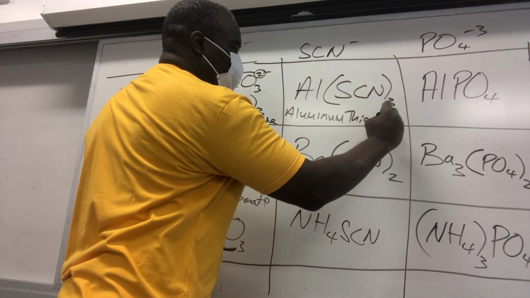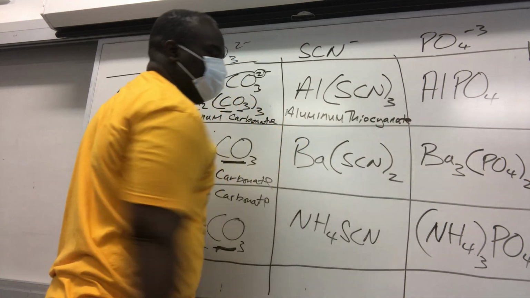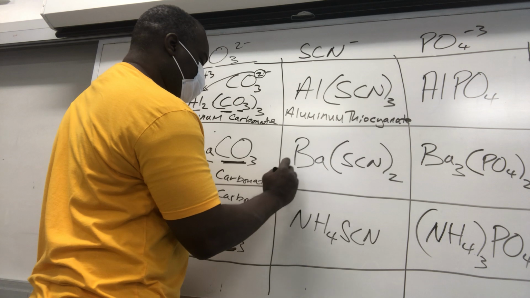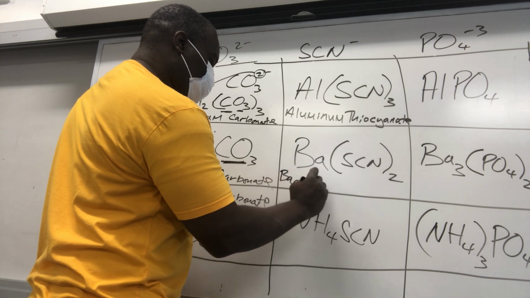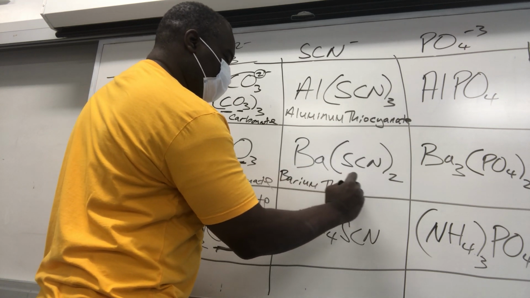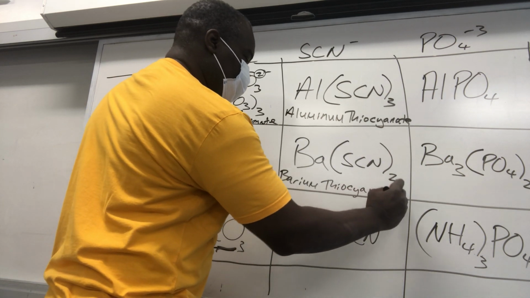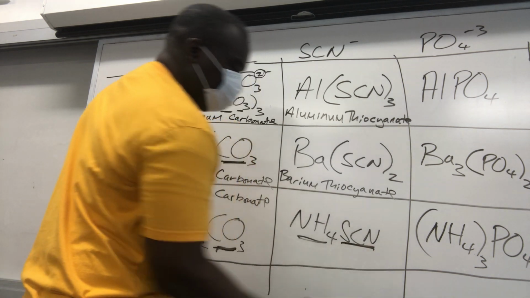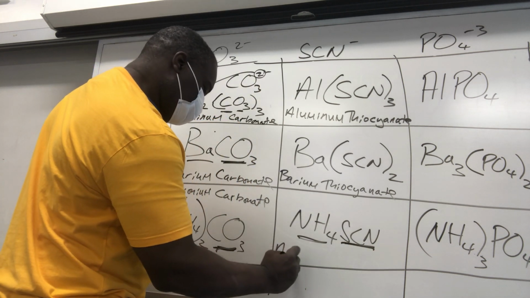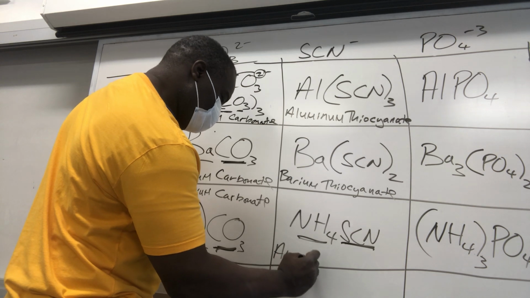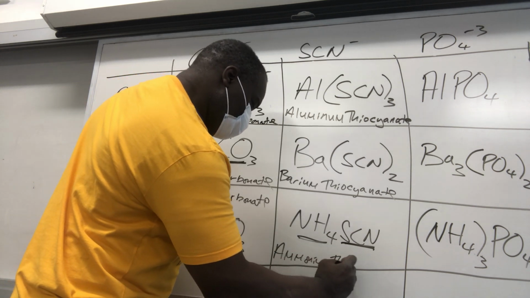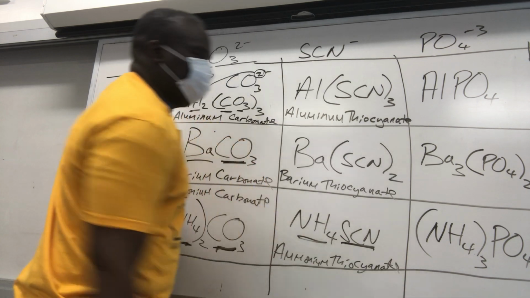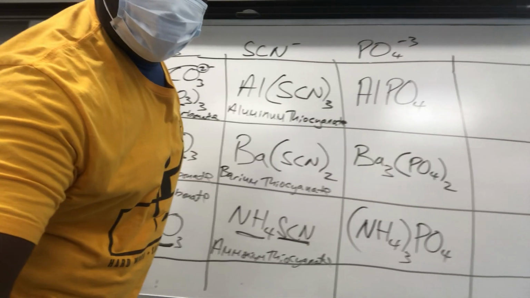Thiocyanate. Bam, and you're done, okay? It's that easy. Barium and thiocyanate. Barium. Thiocyanate, okay? Ammonium, polyatomic ion, thiocyanate. Ammonium, alrighty? Thiocyanate. All right, done. Okay. Alrighty, let's get this row over here.